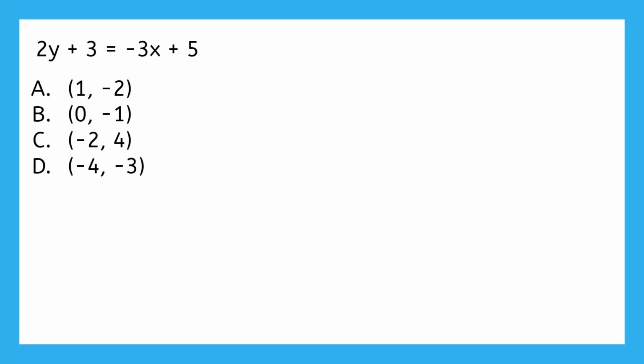For this next example, let's make it multiple choice. Which of these ordered pairs is a solution to this equation? Let's go down the list and check them. Answer choice A says x is 1 and y is -2. Be careful when plugging in values because the variables aren't always in the same order in the equation. So for y, we plug in -2, and for x, we plug in 1. 2 times -2 is -4, plus 3 makes -1, and -3 times 1 is -3, plus 5 gives us 2. So we end up with -1 equals 2, which is not a true statement, so A is incorrect.